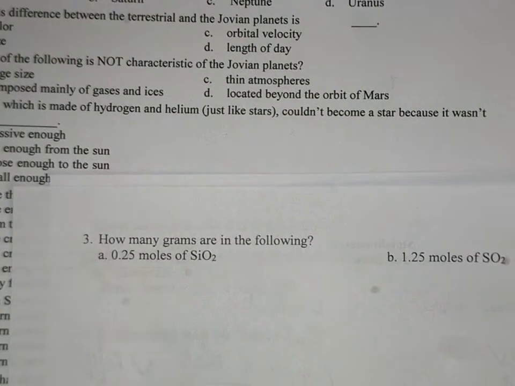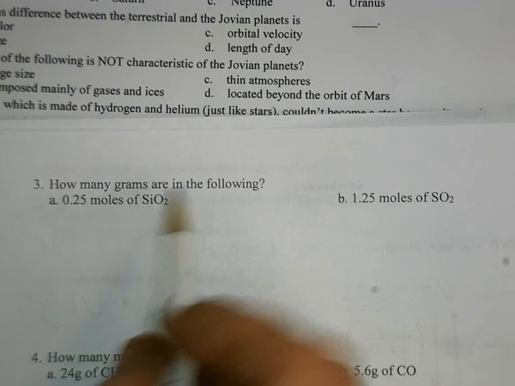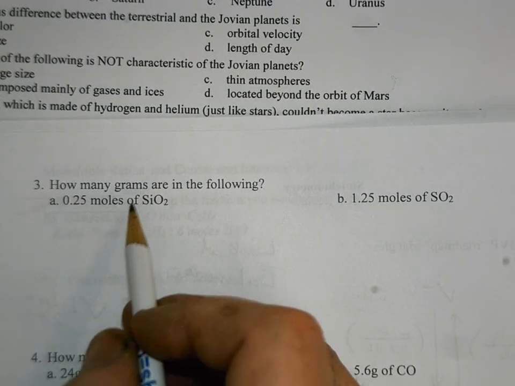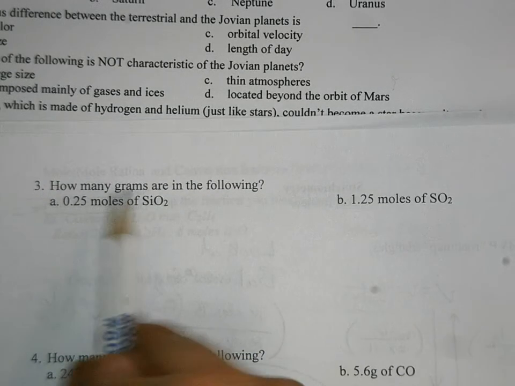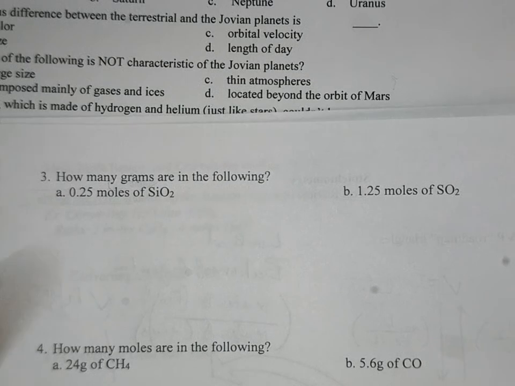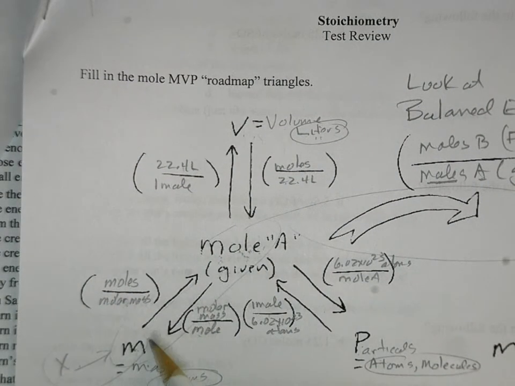Okay, now setting up this problem, number 3. How many grams are in the following? Okay, so now we're at grams, and for both of these problems here, we're looking for grams. In this problem, we're given moles on each of those. So since we're at moles and we want to go to grams, we're going to multiply by the molar mass.